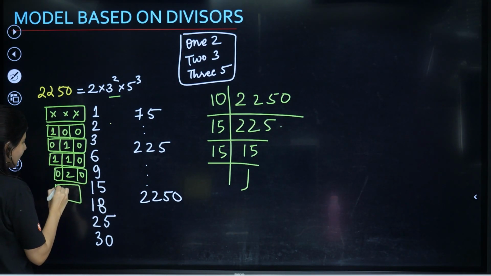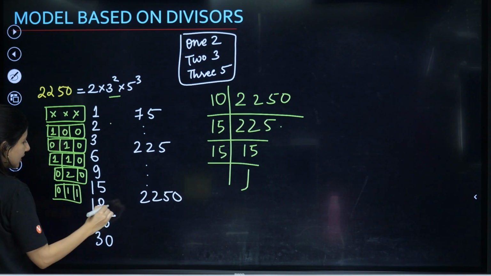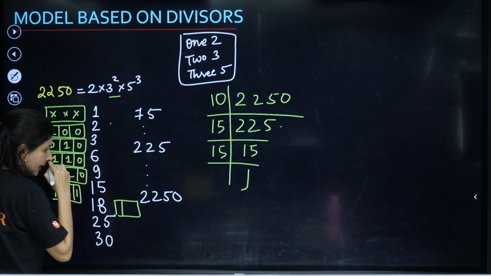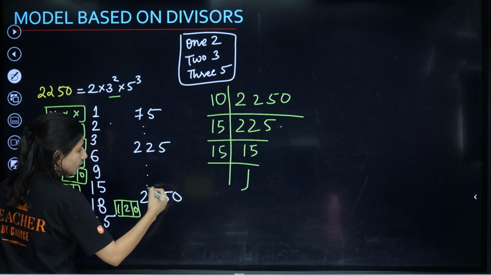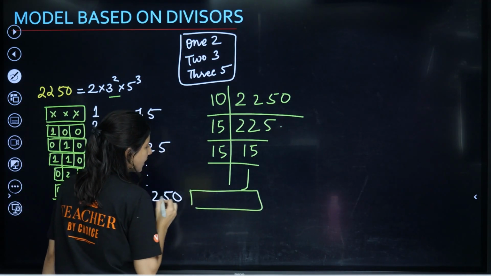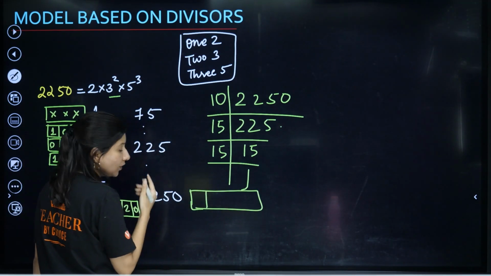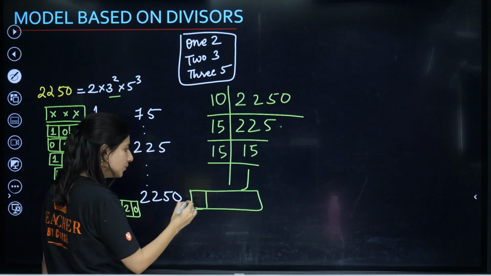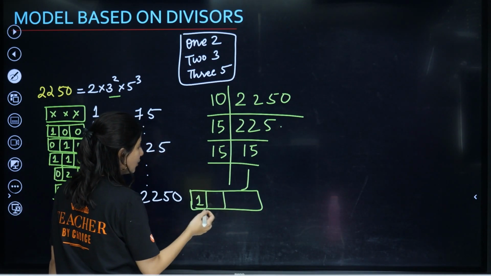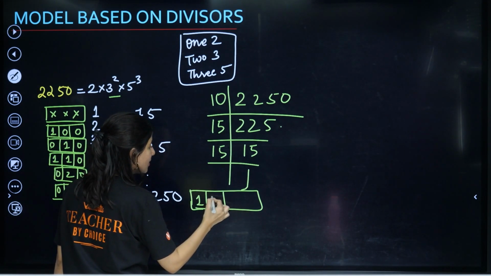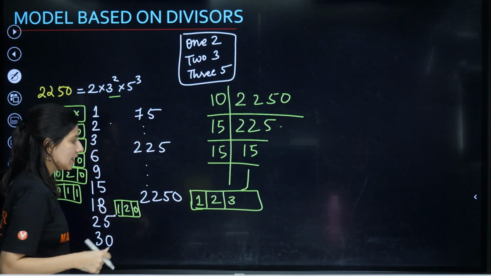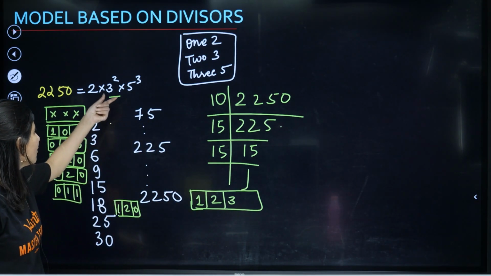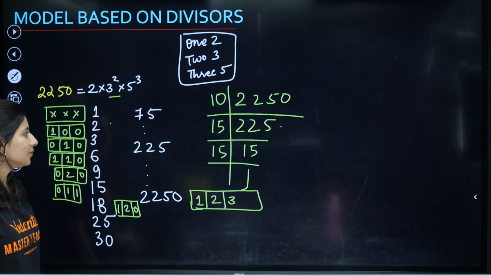So 3 5s are 15. 0, 1, 1. 18, what about 18? So 18 is 3 square into 2. So 2, 1, 0. Like that. In 2250, what are you doing, understand? What is 2250? In 2250, have you taken 2? Yes ma'am, once. Have you taken 3? Yes ma'am. How many times? Twice. And have you taken 5? How many times? 3 times. That's why 2250 will be 5 cube 3 square 2.